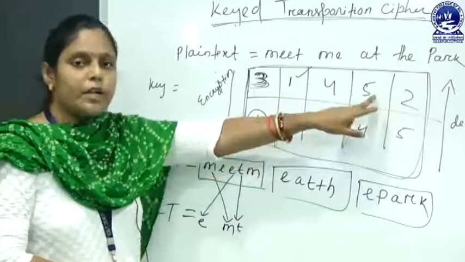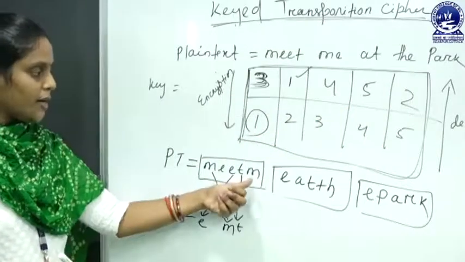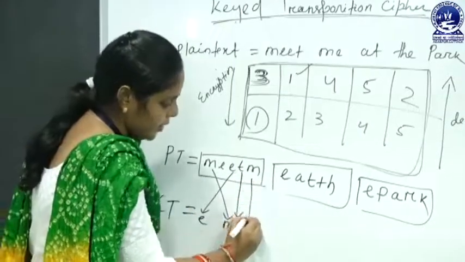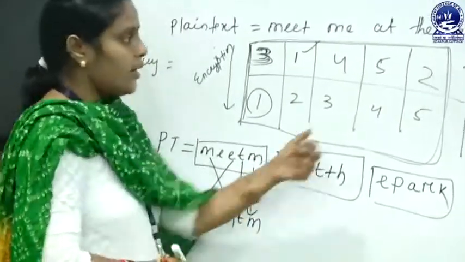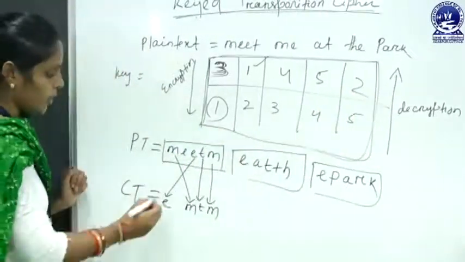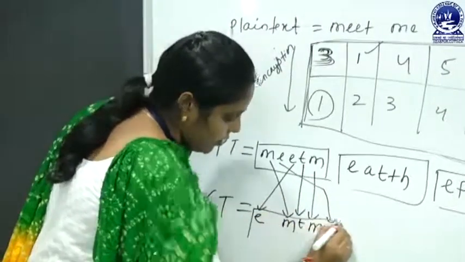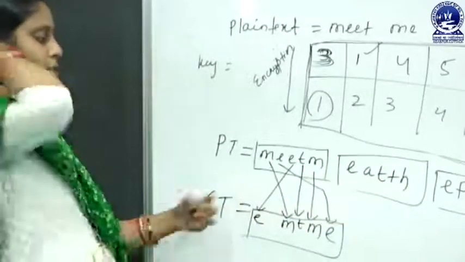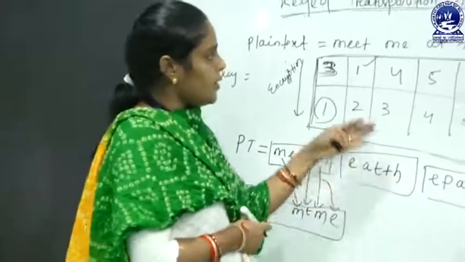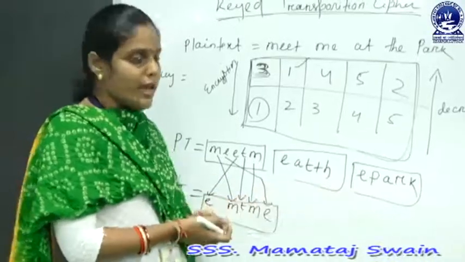Next one is the fifth character of our plain text. Here the fifth character is M, and this fifth character becomes the fourth character of our ciphertext. That means here the M. Then next the second character of our plain text becomes the fifth character of our ciphertext. That means this E is here. Now this is our ciphertext for this block of plain text. Similarly, you can apply this key over all the blocks of our plain text to generate the ciphertext.